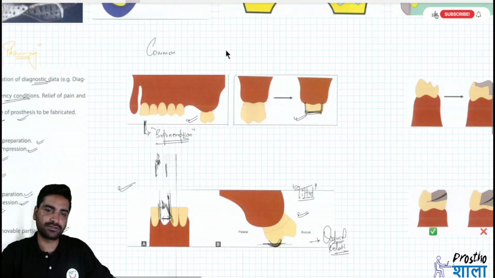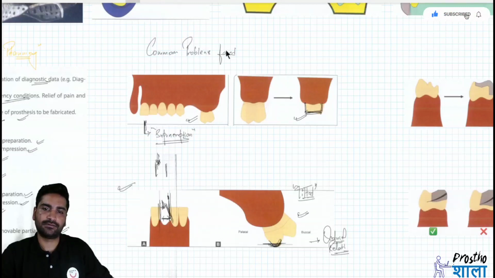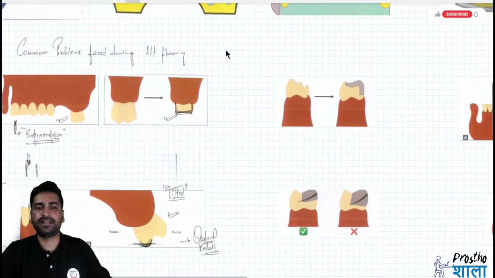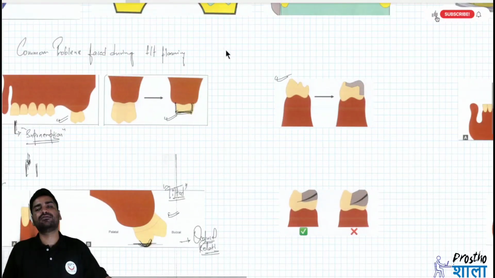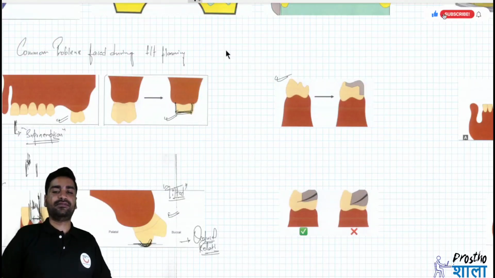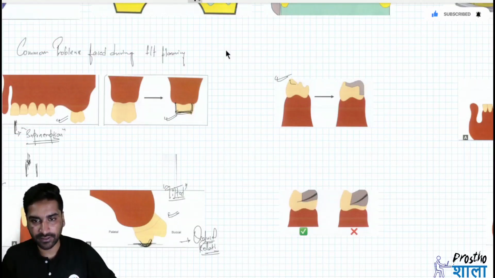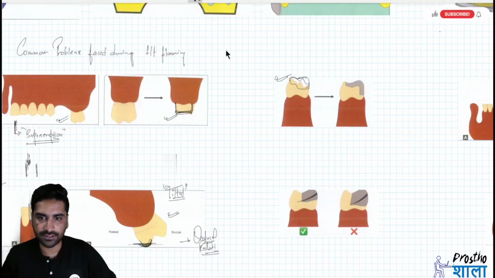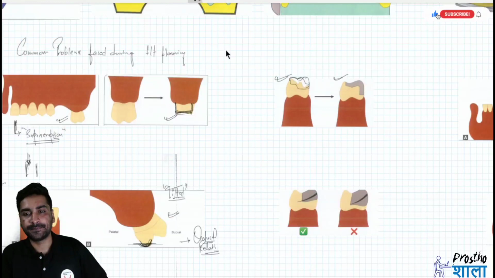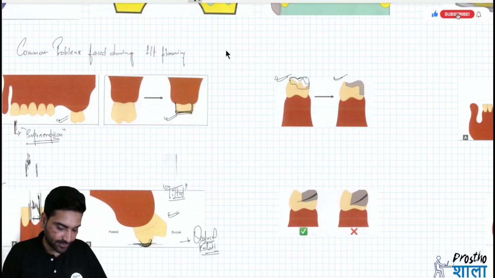I'll write the heading over here: common problems faced during treatment planning. Sometimes you might encounter grossly decayed teeth. When we talk about grossly decayed teeth, you have the option of onlays. You can always go with onlay preparation. That much part of the tooth is nicely prepared to receive a good tooth form or structured restoration. So onlays can always be used as a preferred option.